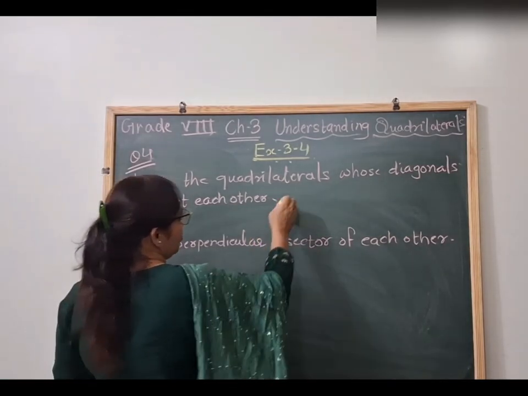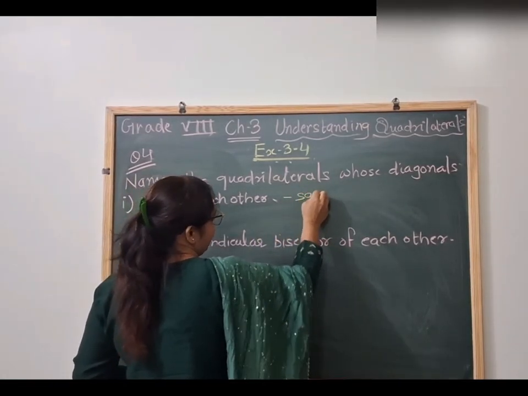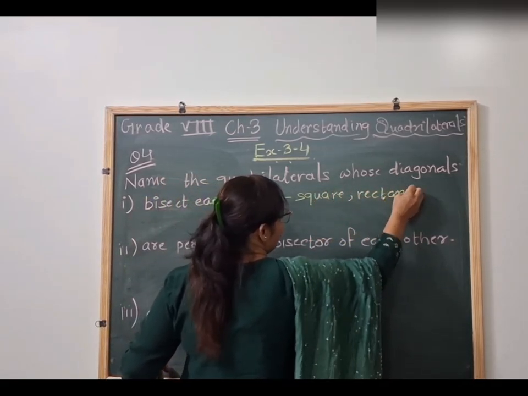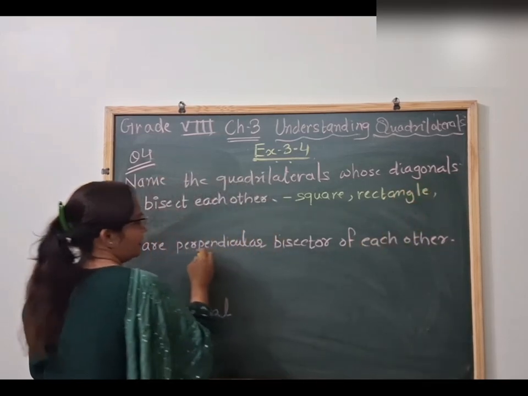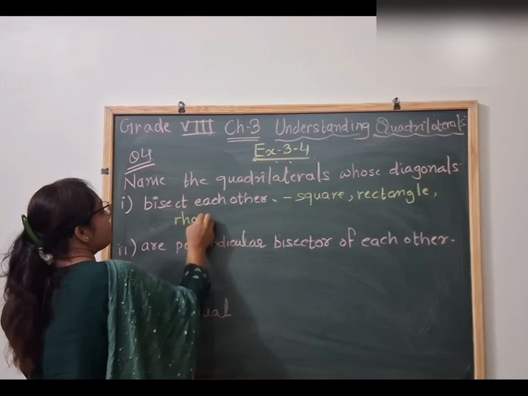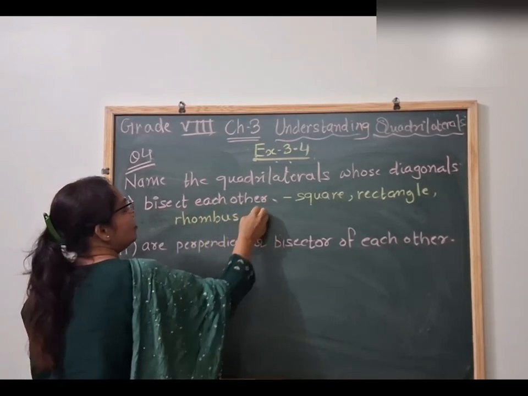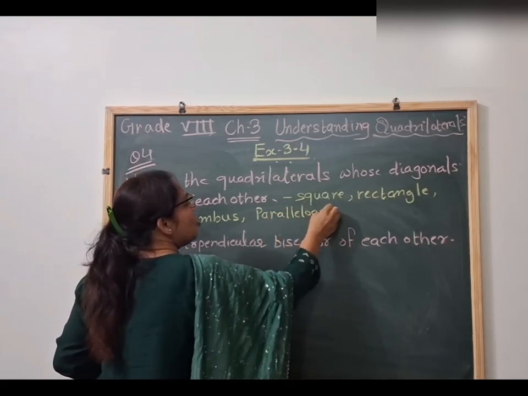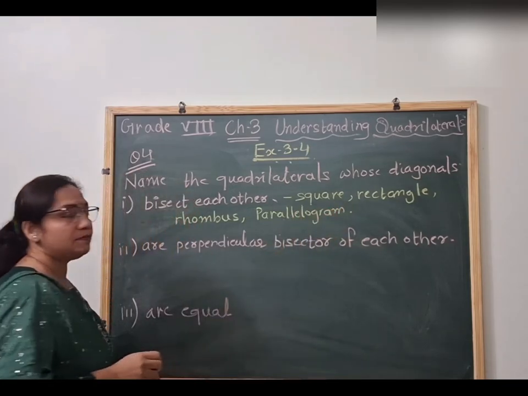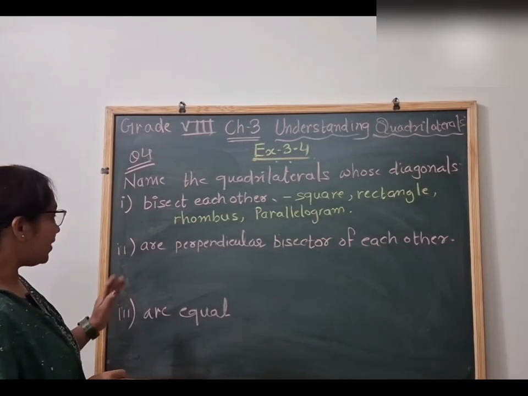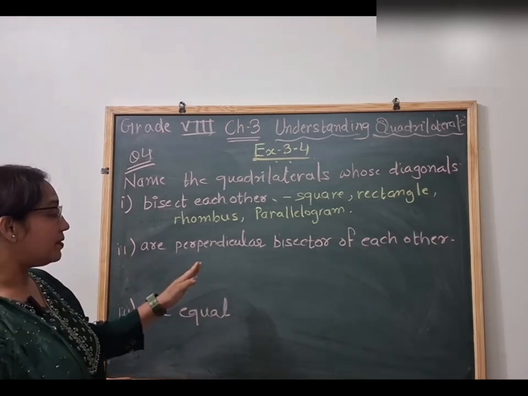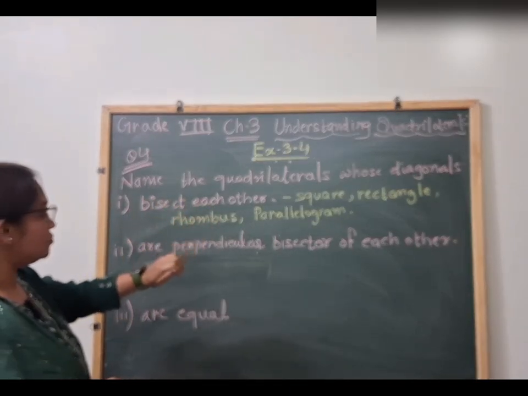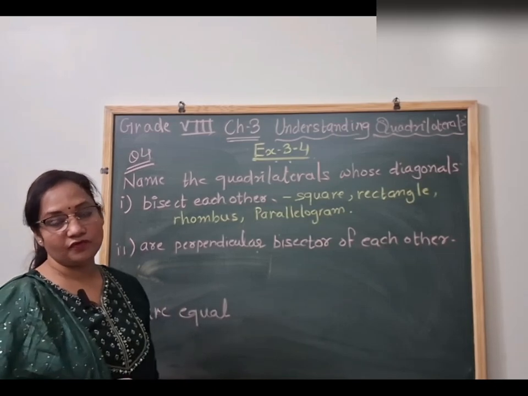So here in a square the diagonals bisect each other, in a rectangle, then in a rhombus and in a parallelogram. In all these figures, the diagonals bisect each other. Also, you have to find now the diagonals that are perpendicular bisectors of each other. So you have to name the quadrilaterals whose diagonals are perpendicular bisectors of each other.